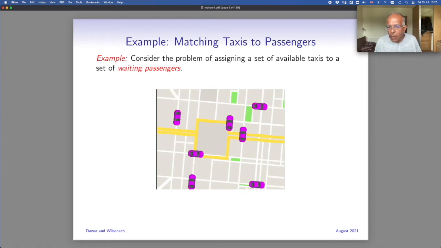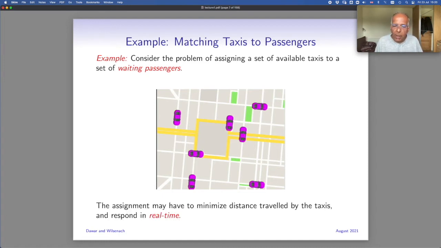In practice, you will have a lot more detail, which will be relevant. You might want to minimize distance traveled by taxis and positions. You'll want responses in real time. You can't sort of wait for all taxis to become available and then do the matching and so on. But at the core, you have two sets of objects and you're trying to match them together.